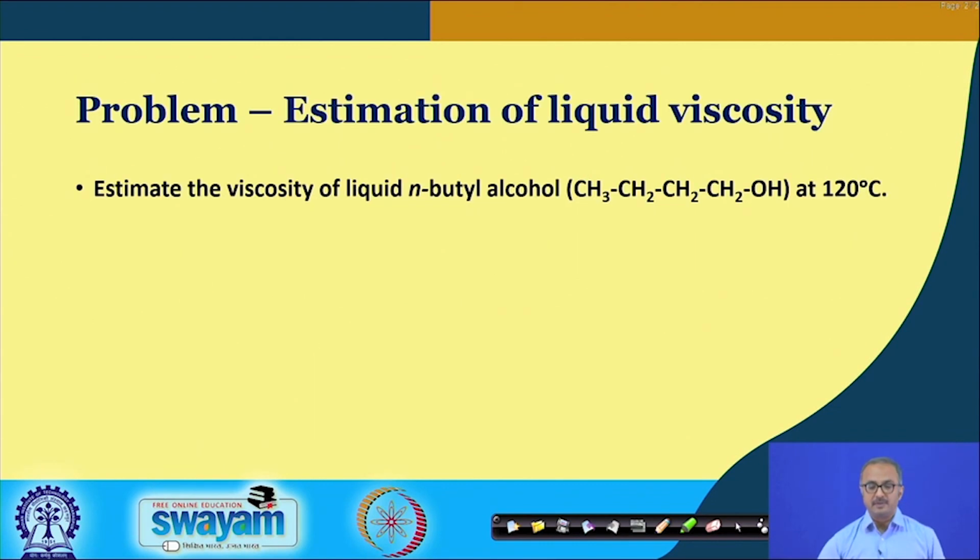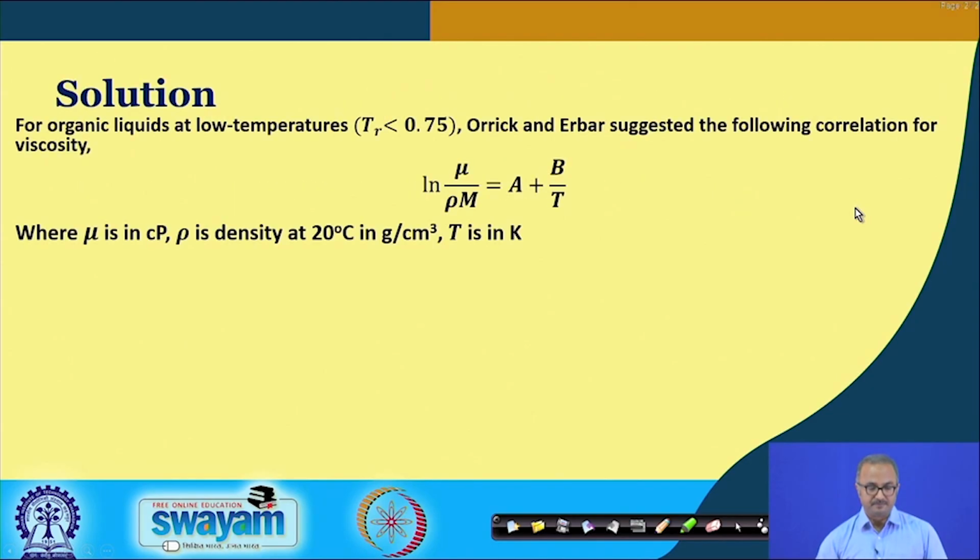Now, we come to another problem. In this case, it is a liquid viscosity, and the liquid is N-butyl alcohol, and this N shows this is a straight chain. So, for the straight chain alcohol, this is the formula, and the viscosity has to be found out at 120 degrees centigrade. Here you see that at low temperatures for organic liquids, this particular correlation has been proposed by Orrick and Erbar. These conditions have to be very clearly noted, because unless you note the conditions under which a particular correlation is valid, you again will end up with wrong results.